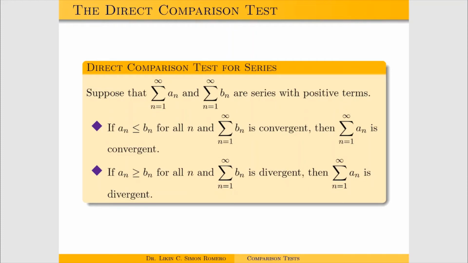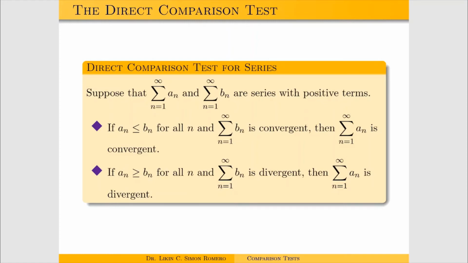The second statement tells us if our series A of n is greater than or equal to B of n for all terms n, and we know that the series from n equals 1 to infinity of B of n is divergent, then the series A of n is also divergent.